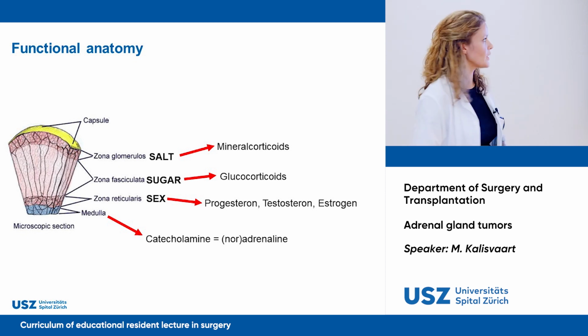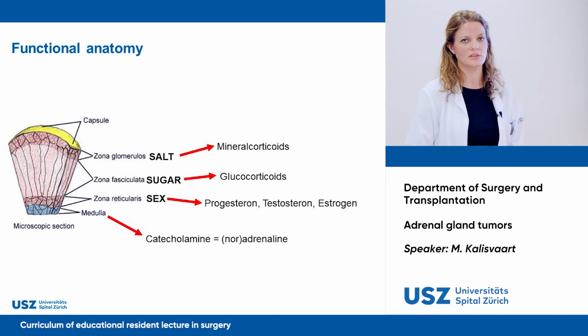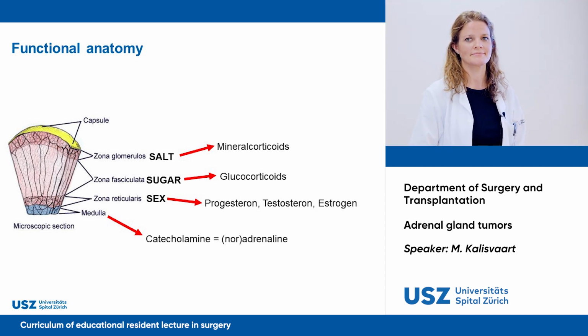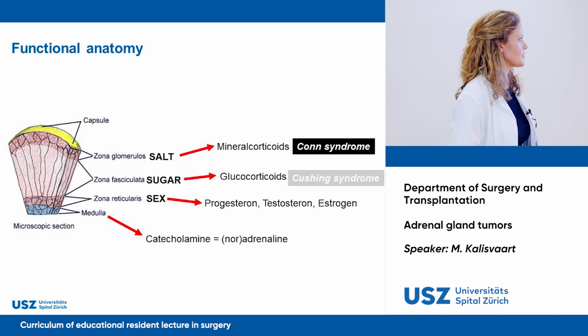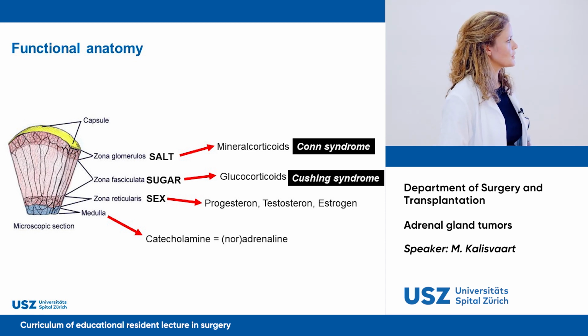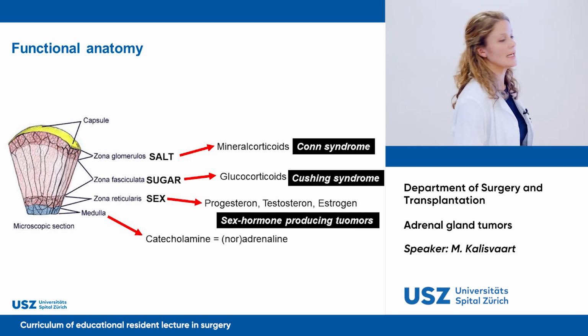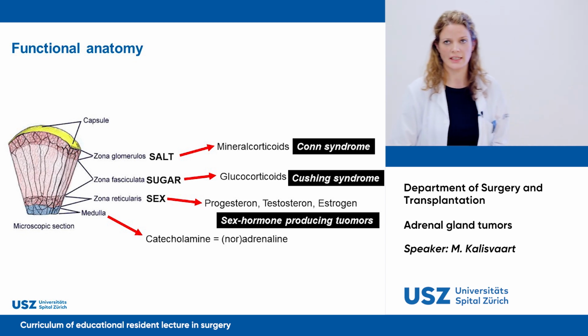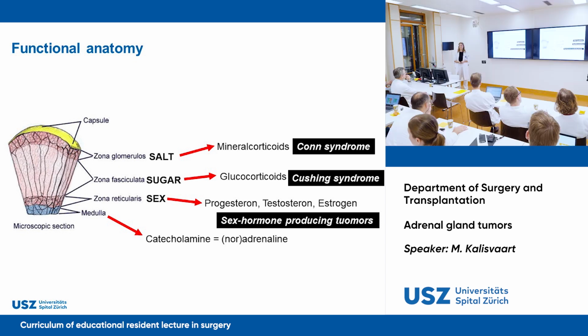And first I have a question. Does anyone know which syndrome clinically comes when there's an excessive production of the mineral corticoids? The Conn Syndrome? Yes, that's correct. And for the next one, the glucocorticoids? I think it's the Cushing syndrome. That's also correct. Then we have in the third zone, the sex hormone producing tumors and the medulla. Does anyone know which disease can develop there when there's an excess release of catecholamines? Pheochromocytoma? Yes, that's also correct.